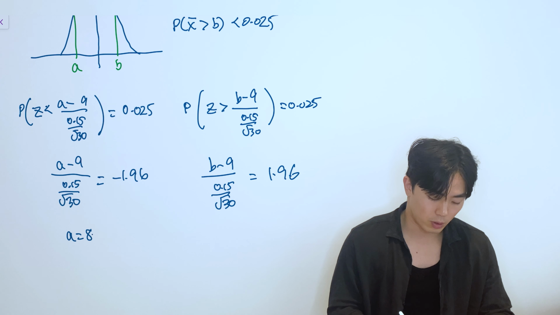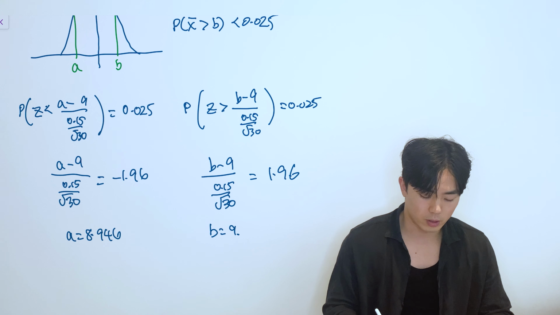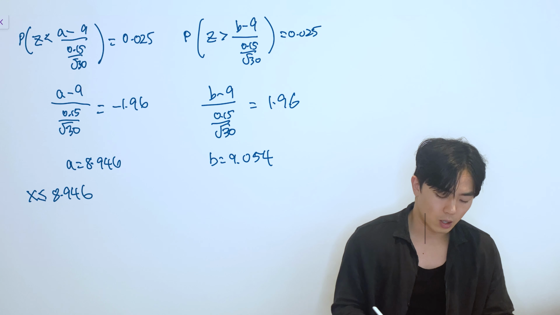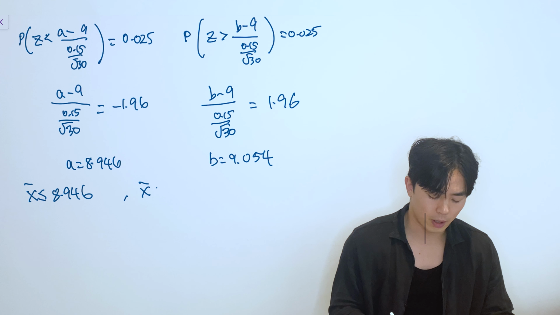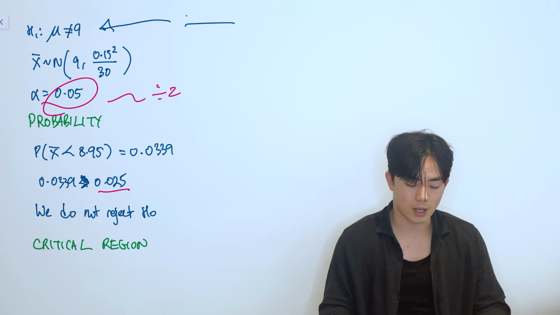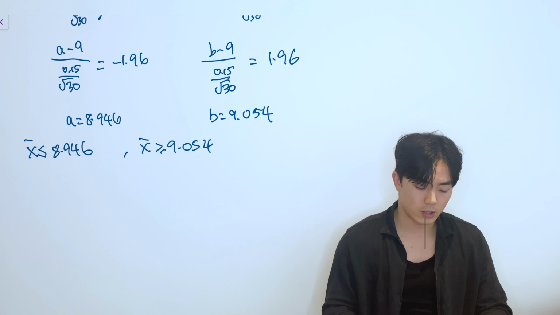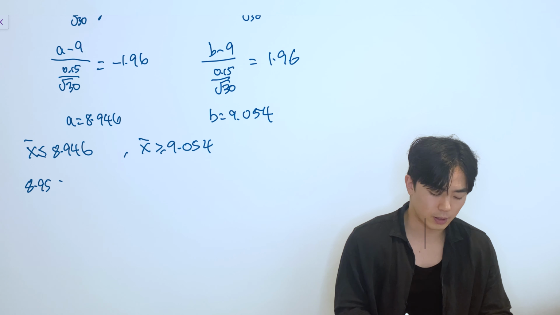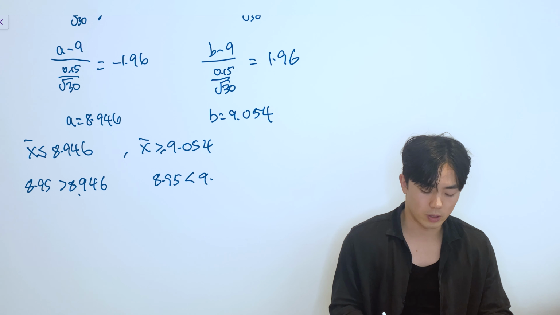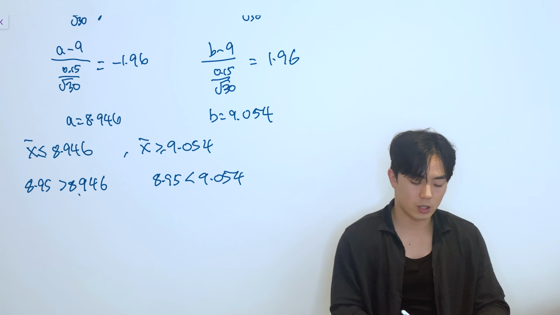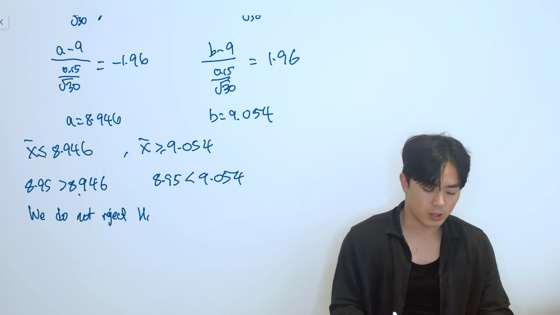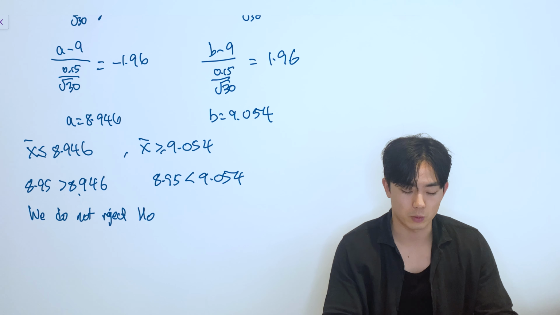A turns out to be 8.946 and B comes out to be 9.054. And so we'll reject H0 when x-bar is less than or equal to 8.946, or when x-bar is bigger than or equal to 9.054. Now what we got from the sample, the test statistic, was 8.95, right? So as you can see, 8.95 is bigger than 8.946, and 8.95 is less than 9.054. So it's not in either of the critical regions. Therefore, we do not reject H0. So as you can see, we still get the same conclusion. It's just two different ways of working out whether we reject it or not.